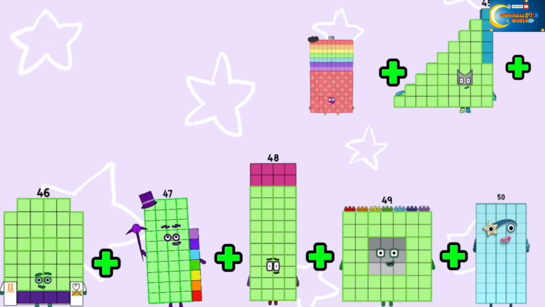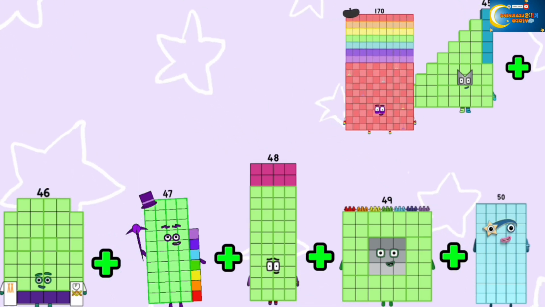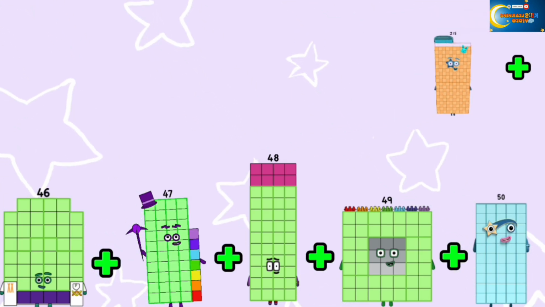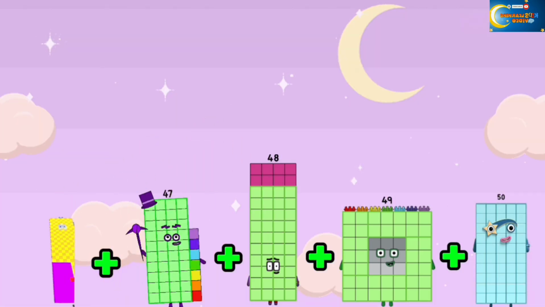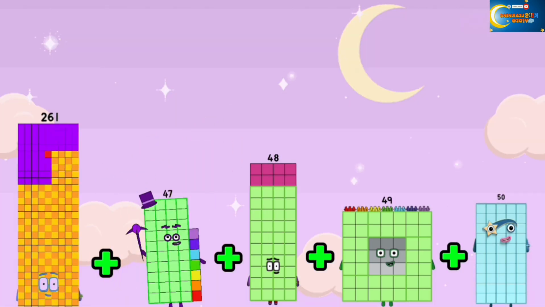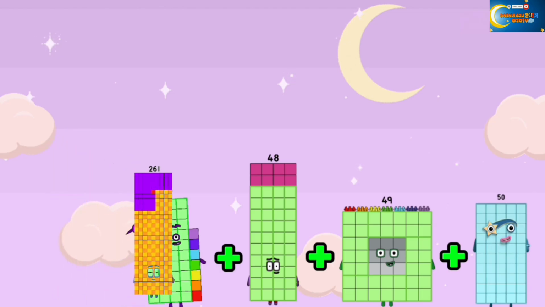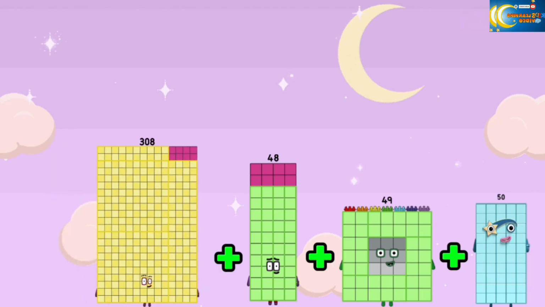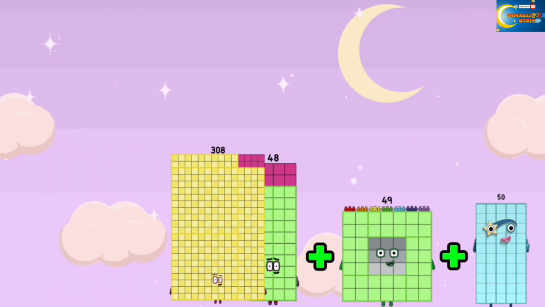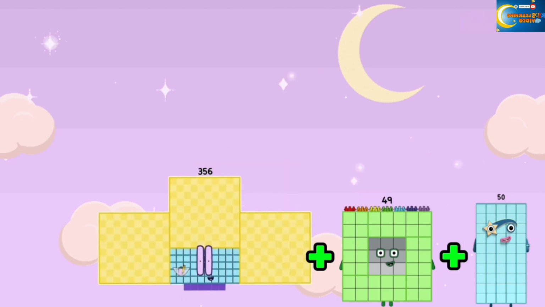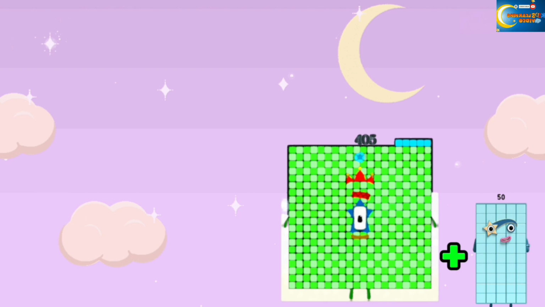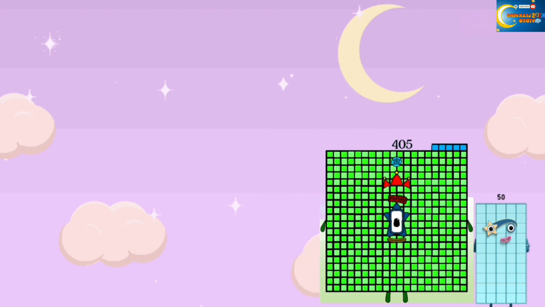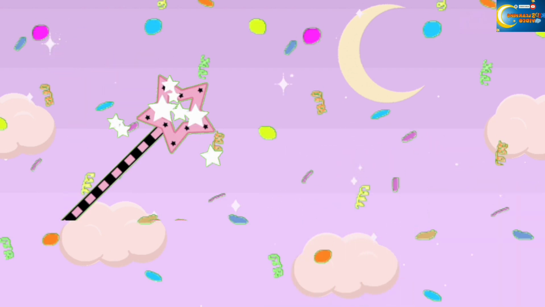125 plus 44 is equal 170. 170 plus 45 is equal 215. 215 plus 46 is equal 261. 261 plus 45 is equal 308. 308 plus 48 is equal 356. 356 plus 49 is equal 405. 405 plus 50 equal 455.